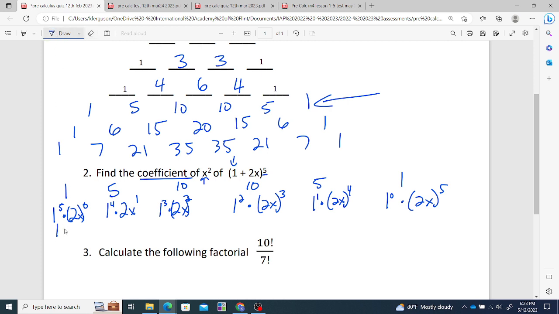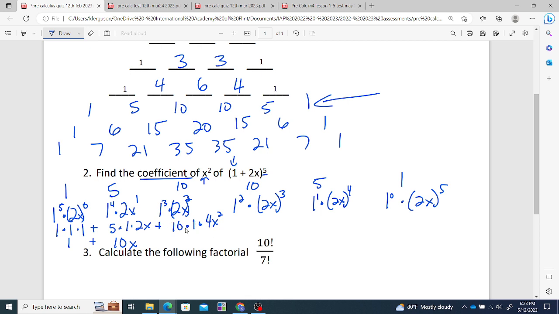So this first one is going to be 1 times 1 times 1, plus this one's going to be 5 times 1 times 2x. Well, that's just 1. This is 5 times 2 times 1, so that's 10x. The x just comes along for the ride. So right here, I'm going to have 10 times 1, because 1 to the third power is 1, times (2x) to the second power. (2x) to the second power is 4x squared, because the 2 gets taken to the second power and the x. That's why I put these parentheses around there, okay?